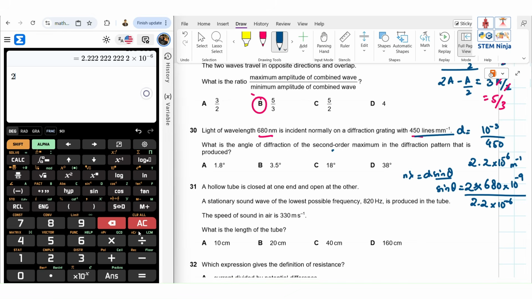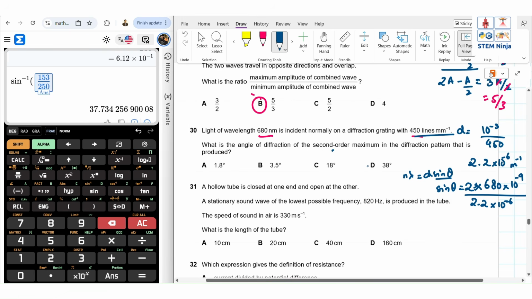Now, 2 times 680 times 10 raised to the power minus 9 divided by d gives this answer. And now we just need to do the sine inverse. So sine inverse of the answer is going to be 37.7, so we can convert this to 38. This would be the right answer, up to 2 significant figures.